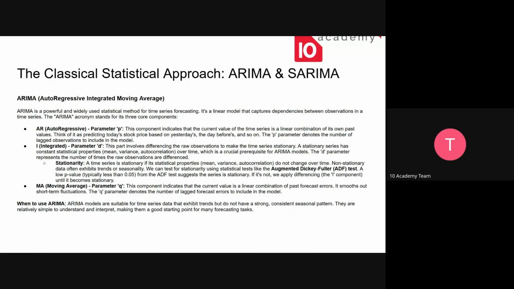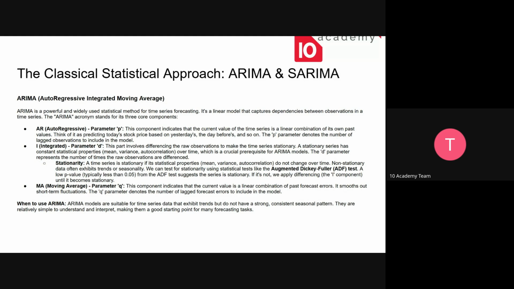So let's start with ARIMA, which is autoregressive integrated moving average. ARIMA is just an abbreviation for this phrase. It's a powerful and widely used statistical method for time series forecasting. It's a linear model that captures dependencies between observations in a time series. The ARIMA acronym stands for its three core components, which relate to what they are doing.